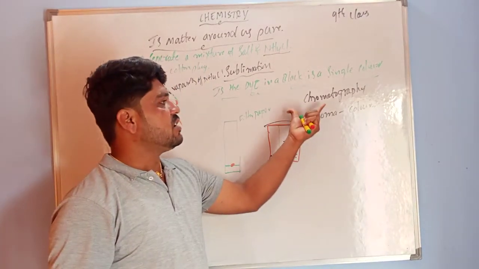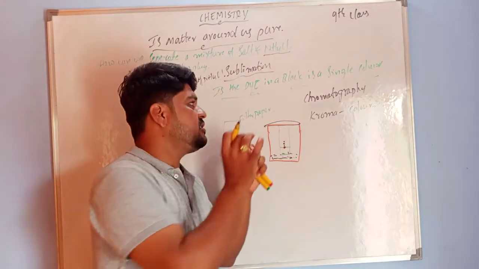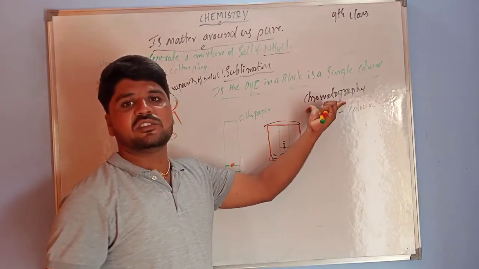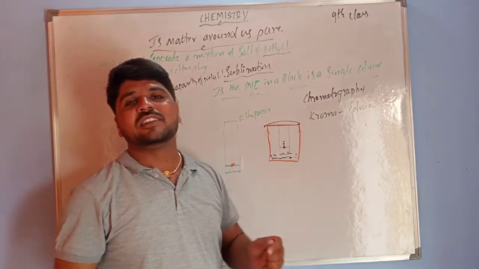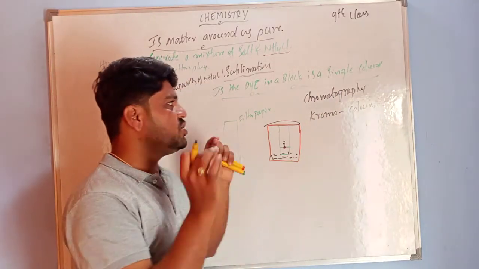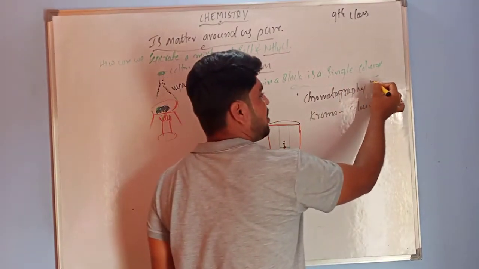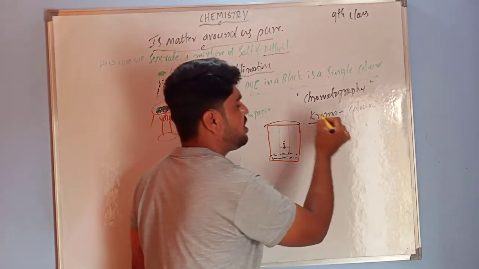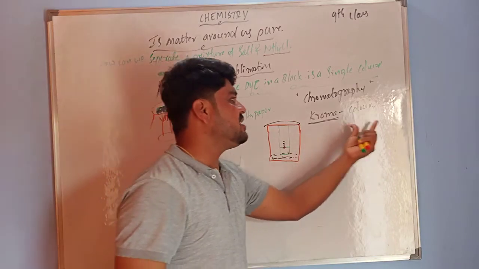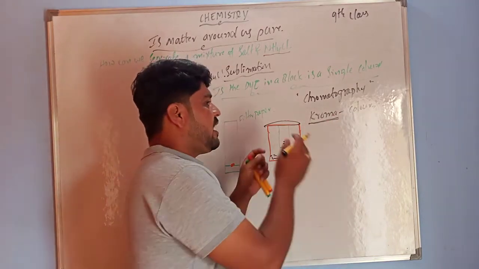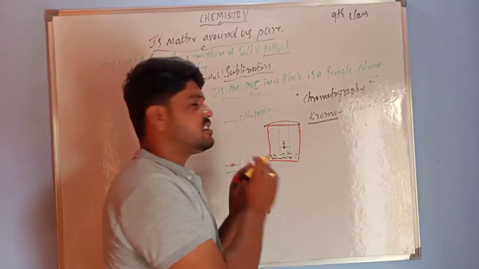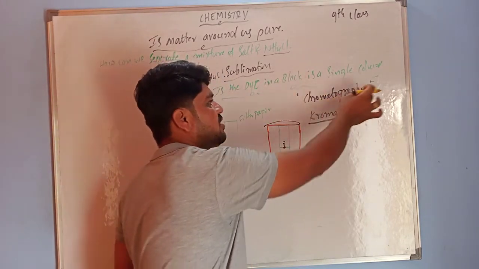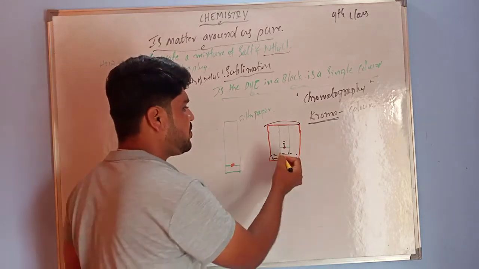This is one separate technique, a separate branch, and it is advanced science. We will study it in the higher classes. Just you should know the name, chromatography. It comes from the word chroma, which indicates color. So we separate out the colors by using the chromatography technique.